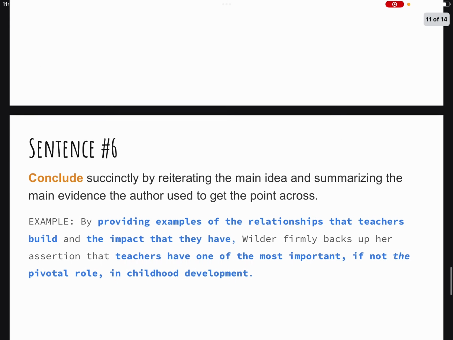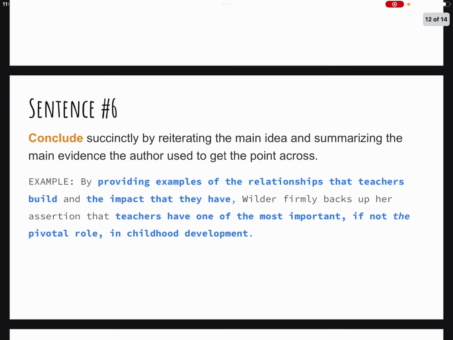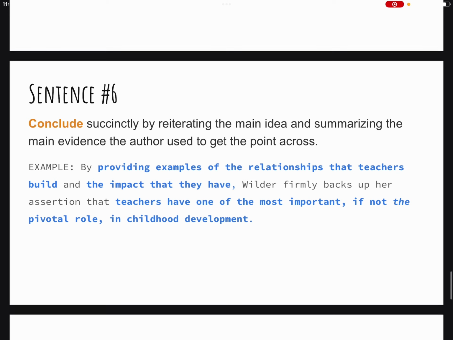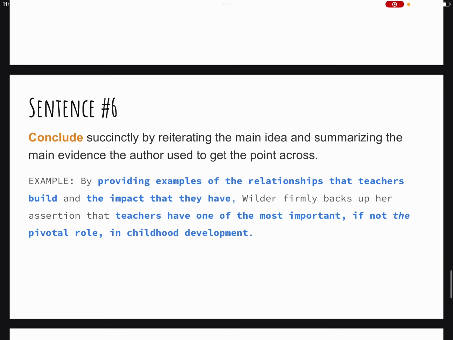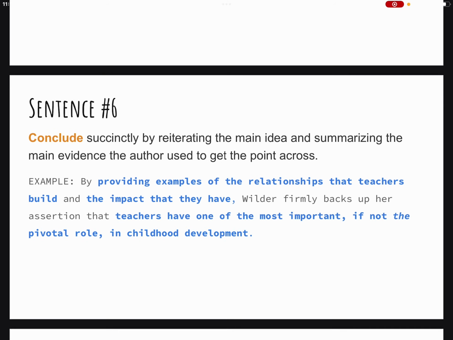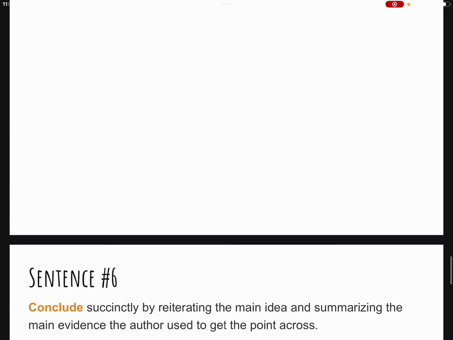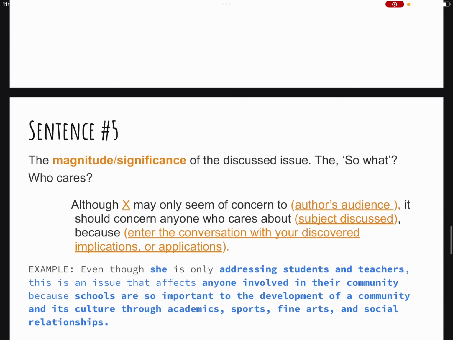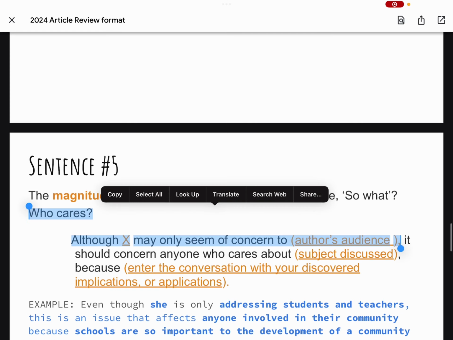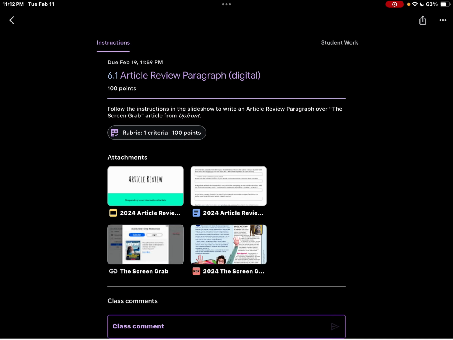And then finally, sentence 6, or the very last sentence, you wrap it back up. You think about how they achieved the point that they were trying to get to. And then again, what was that initial point? What was that claim, that argument, that thesis, that thing that they were trying to do? So those are the specific sentences that you're trying to write. It's not just write about the article. It's very specific sentences that you are supposed to be writing.